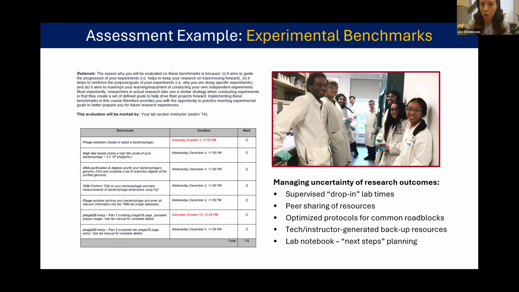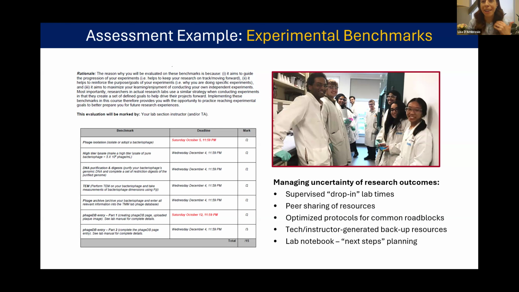And the key thing about these benchmarks is that for the majority of them, the deadline for completion is the end of the semester. So this offers students a lot of flexibility to work at their own pace, to troubleshoot, to optimize protocols, to repeat protocols, and to even try things that they might not have otherwise thought of before. And so the goal here is to hopefully help students gain confidence in the lab, to gain self-efficacy in the lab, and really just to get a better awareness as to how authentic research is conducted.